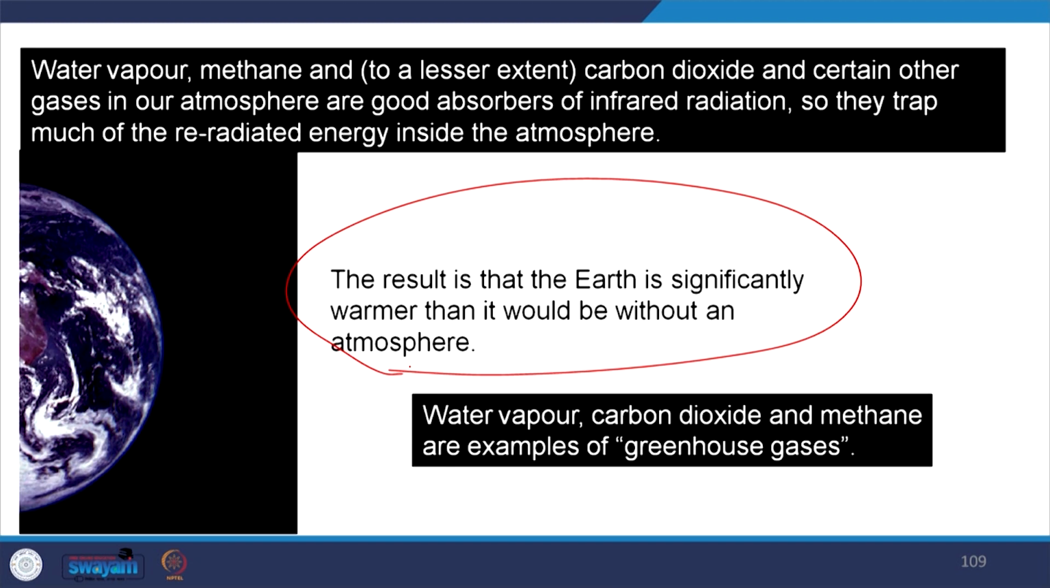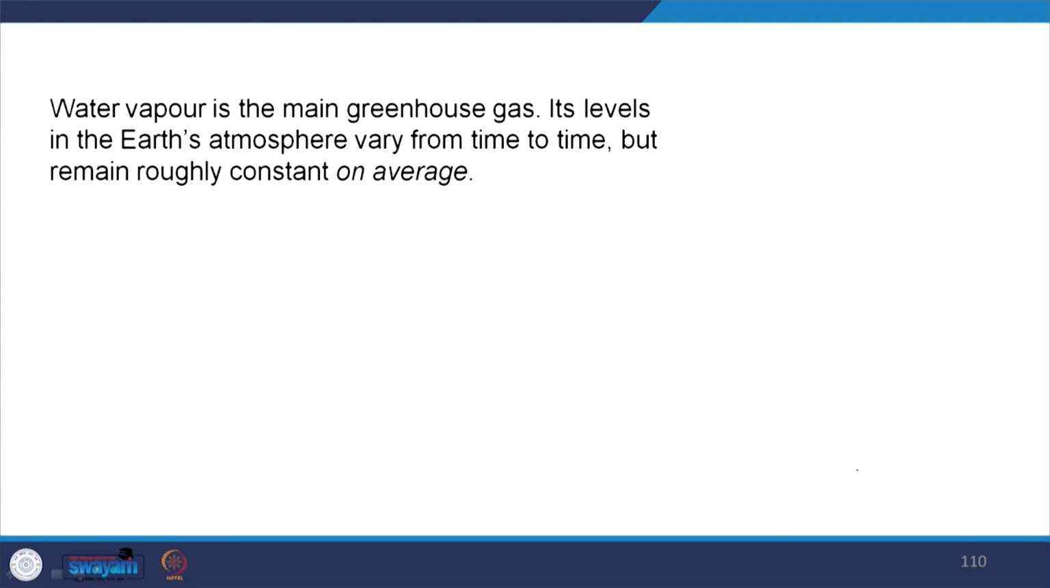Water vapor, carbon dioxide and methane are examples of greenhouse gases. In the tropics, what happens? You have more radiation, you have more evaporation, then you have more water vapor in the sky, right. So the percentage of water vapor is very large. So water vapor is the most important greenhouse gas. Its levels in the Earth's atmosphere vary from time to time and location to location, but more or less remain constant on average over a larger period of time.